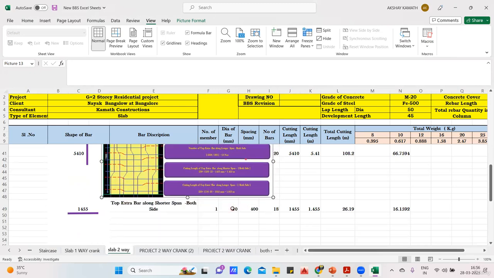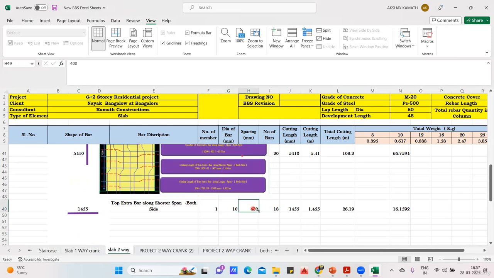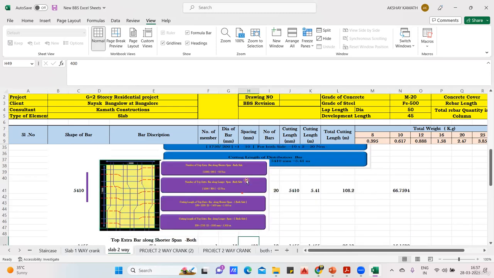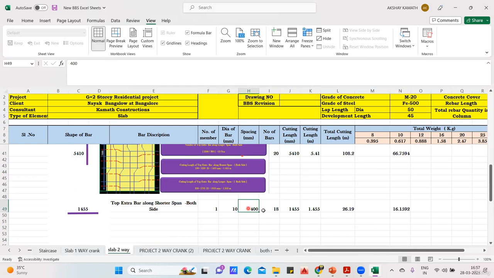Okay, fine. So dia of bar is 10. Now spacing, I've written 400 here, or I could have written 200 also. Then I shouldn't multiply by 2. If I write 200 here, in the number of bar I shouldn't multiply it by 2. Or the simple method is you write 400 only, because spacing will get double in terms of top extra bar. I've written 400 because the main bar was 200. So here it will be 400. Okay, good. So this cutting length you understood. Spacing is known. Number of bar will be how much?